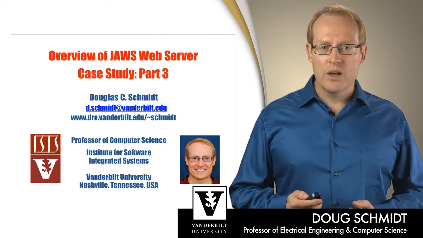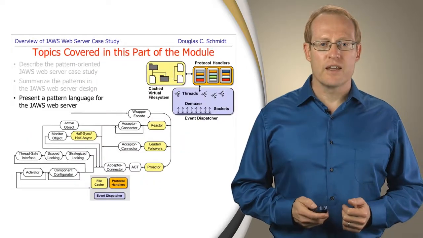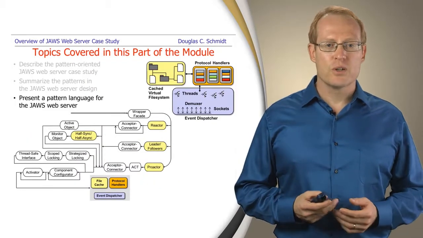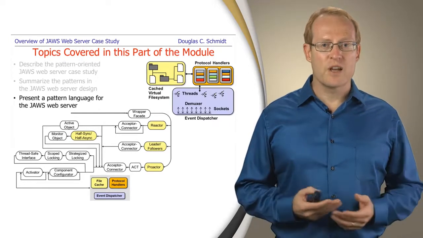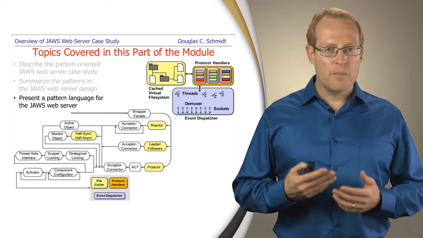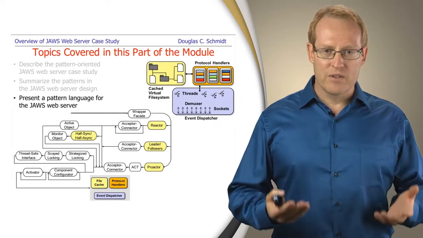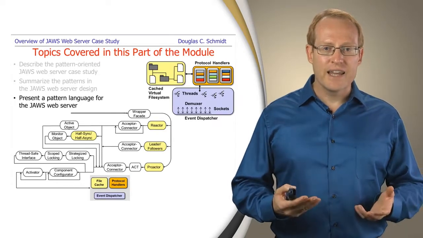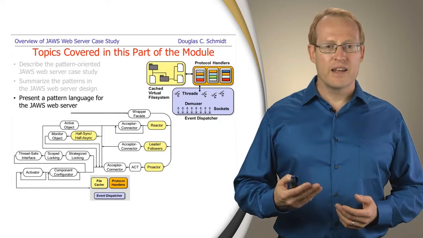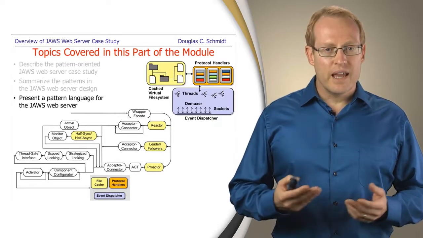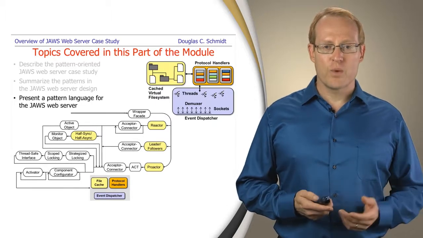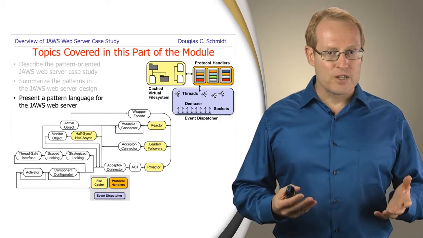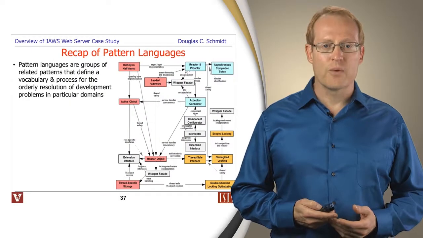Welcome to Part 3 in the module that provides an overview of the JAWS web server case study. In previous parts of this module, we started by describing the pattern-oriented JAWS web server case study, and then we described the patterns we'll use in order to be able to rationalize, guide, and document the design of the JAWS web server. In this part of the module, we're going to present a pattern language for the JAWS web server and explore various alternative paths through that language.